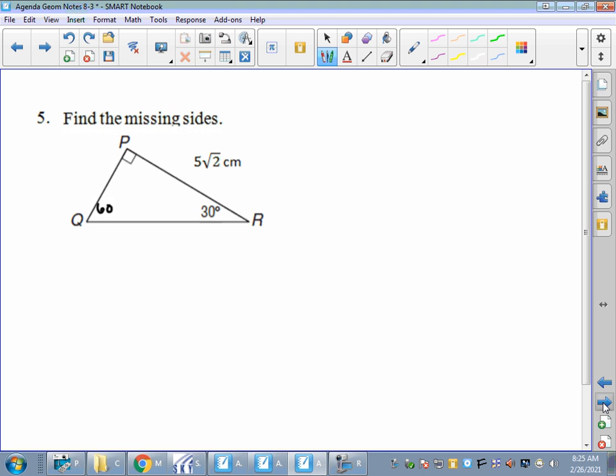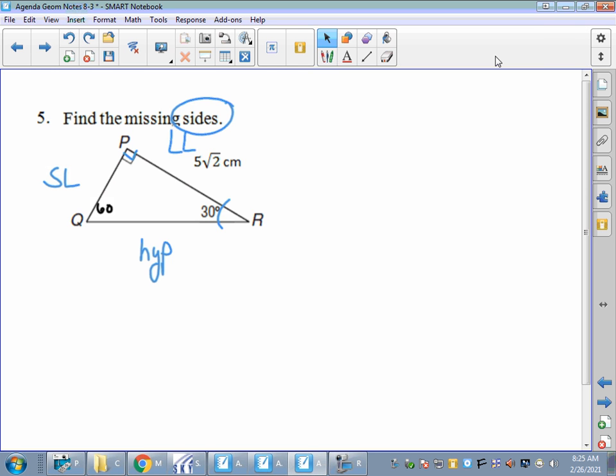So the first thing I'm going to do on this 30, 60, 90 is label my short leg, long leg, and hypotenuse. So QR is straight across from the right angle, right? So there's my hypotenuse. It says to just find the missing side, so I need to know what the hypotenuse is, immediately, or at some point, I mean. Here's my 30-degree angle, so I know that side PQ has to be my short leg, the center of the universe, which means that PR, across from the 60-degree angle, is my long leg. So I'm given a long leg this time as my first piece of information. I have to go through my short leg.